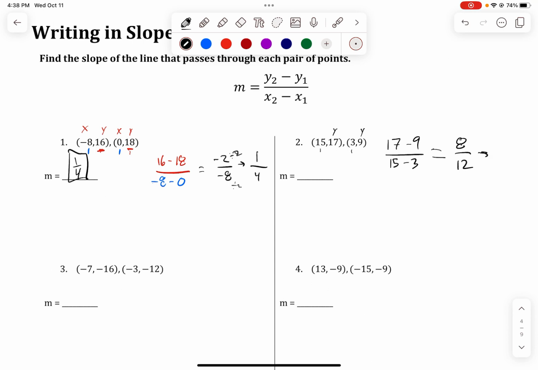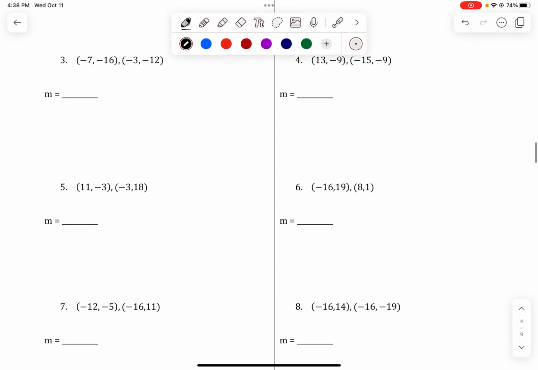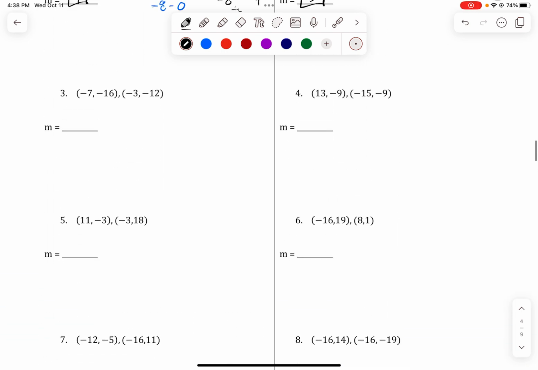Can we simplify this? Well, they can at least both be divided by 2. I'd say you could probably divide it by 4. 8 divided by 4 is, oh sorry, 8 divided by 4 is 2. And 12 divided by 4 is going to be 3. So 2/3 would be the answer for your m. Okay. Really important we know how to use slope formula. I'll do these two, and then I'll leave you to do the rest. Answers I'll leave online here.